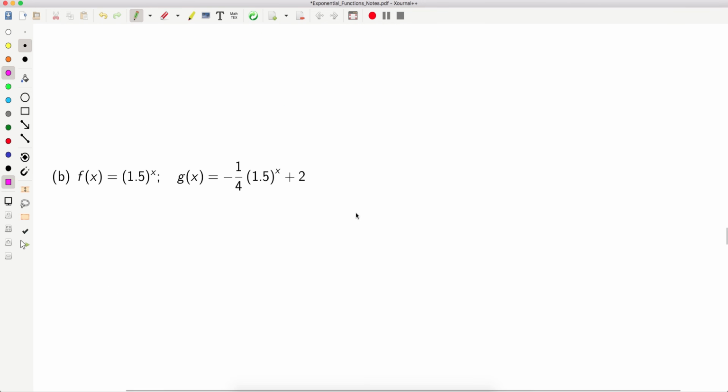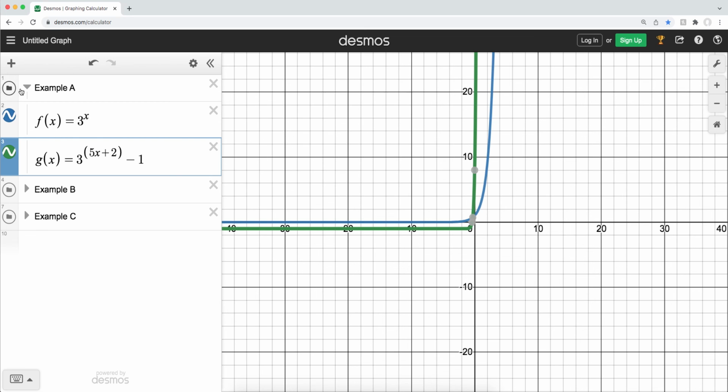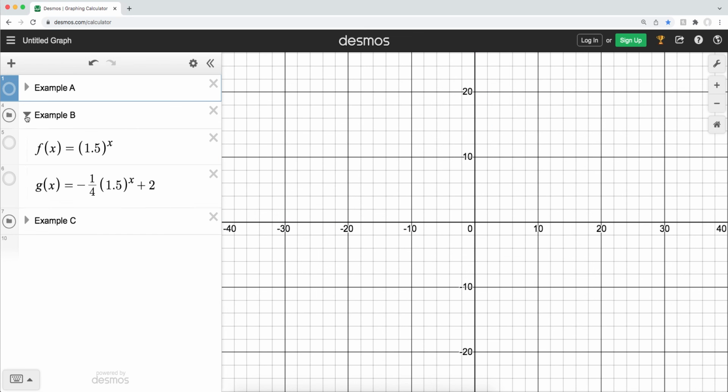All right, part B, we have f of x equals 1.5 to the x power. So if we take a look at 1.5 to the x power, 1.5 is greater than 1, so this is an example of exponential growth, and we'll see that our function does increase as we go further to the right. So here's our 1.5 to the x, and the limit as x approaches negative infinity, like 1.5 to the negative 5 billionth power, is getting closer and closer to 0, just like in example A.